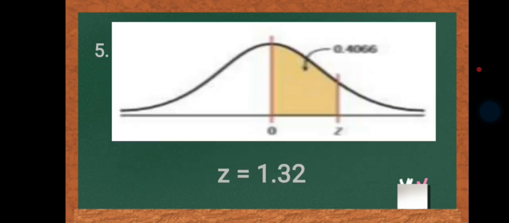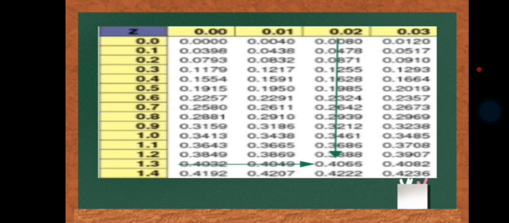And the last is finding the Z-value that corresponds to 0.4066 to the right of the mean. Using the Z-table, we look for the area value 0.4066 within the body of the table, and then identify the corresponding Z-score from the row and column headers.